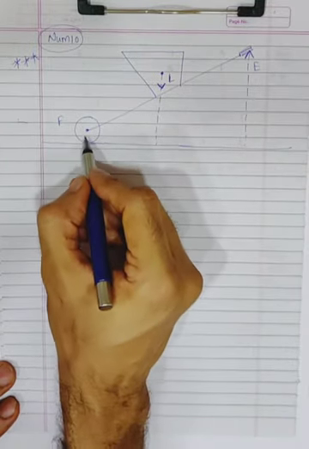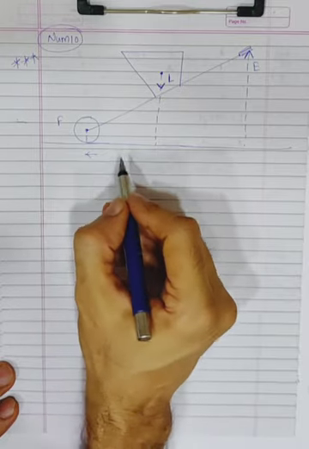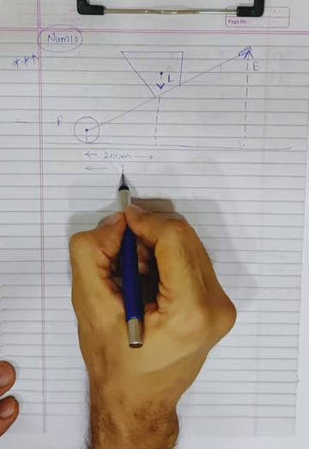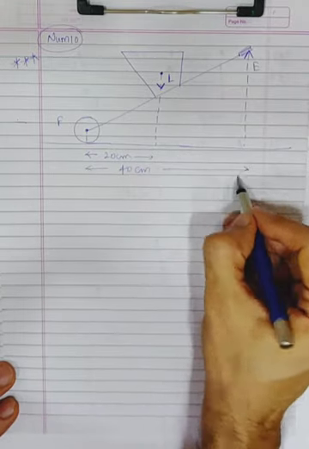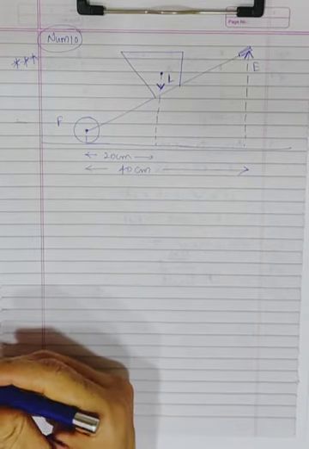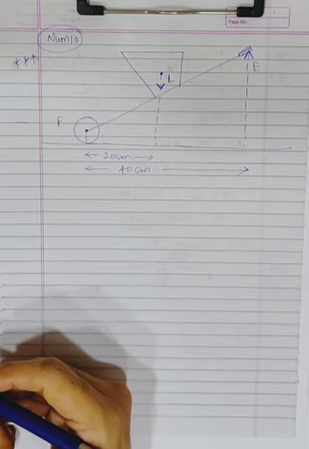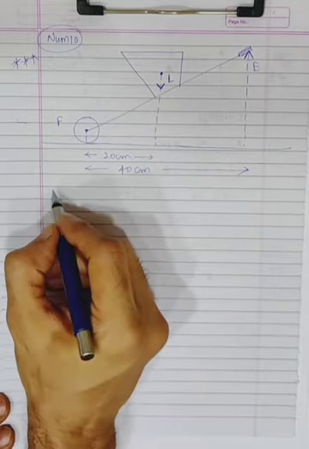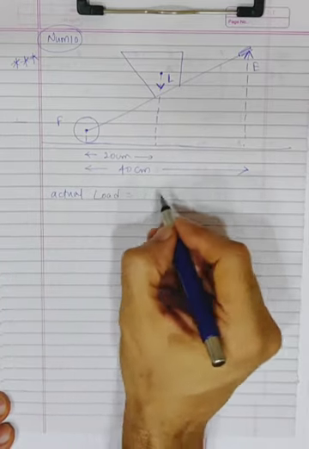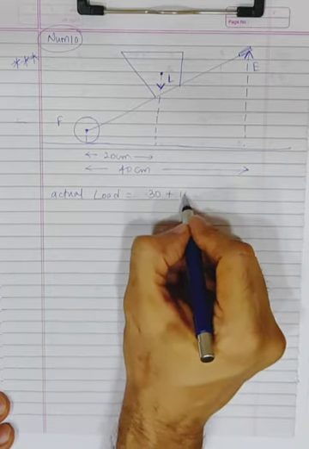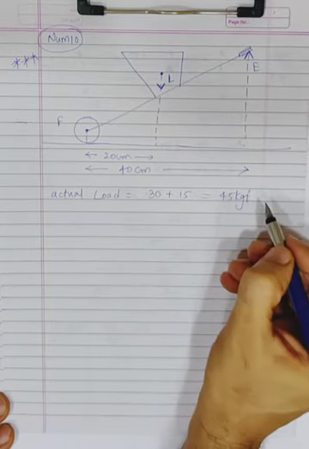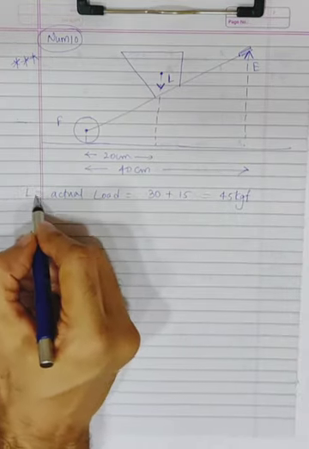Now this is your fulcrum and the distance from here to here is given as 20 centimeter, and from here to the other end is given as 40 centimeter. In this question they are saying you have a wheelbarrow of mass 15 kg and it carries a load of 30 kgf. So what is your actual load equal to? The load you are carrying is 30 kgf but the wheelbarrow itself has a mass of 15 kg. So actually you are pulling 45 kgf. That's your actual load.